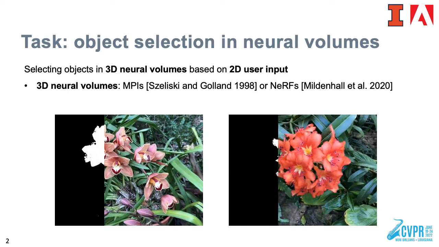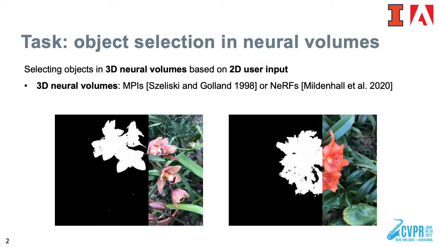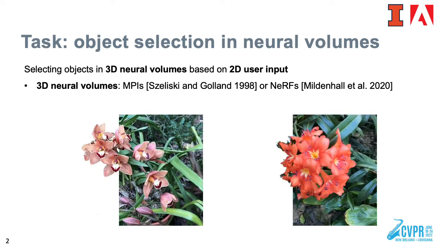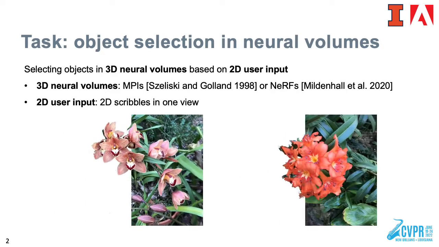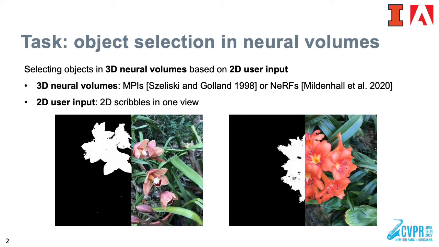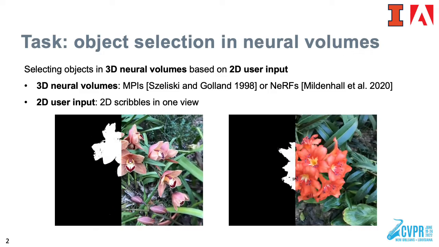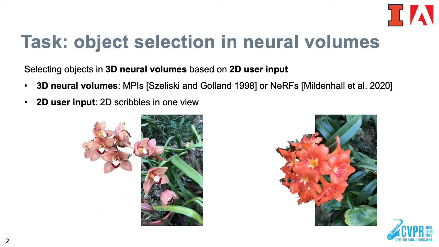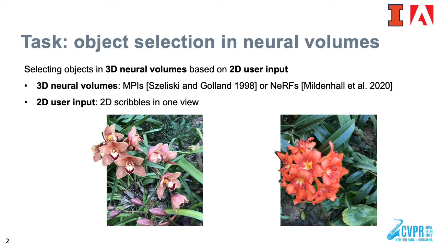Our method works on the state-of-the-art neural volumetric 3D representation such as MPI and NeRF, and uses 2D scribbles as a user input. As shown in the two examples, the output selected object is accurate and can be rendered to novel views.